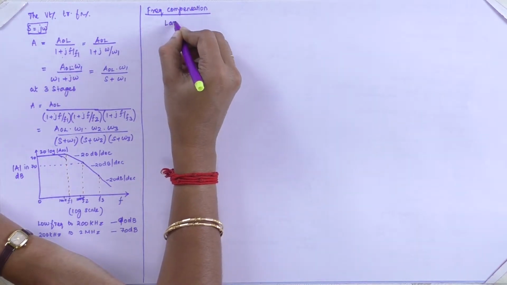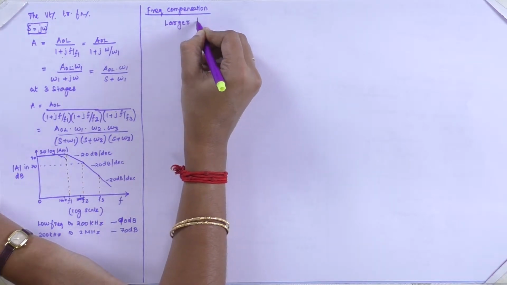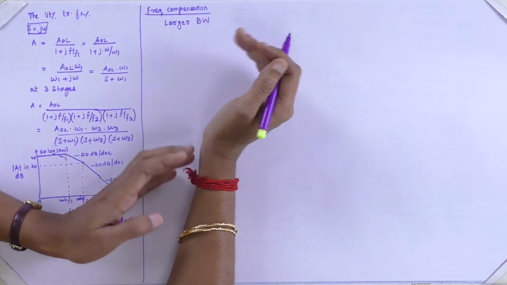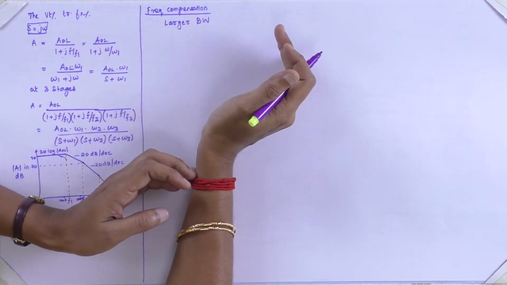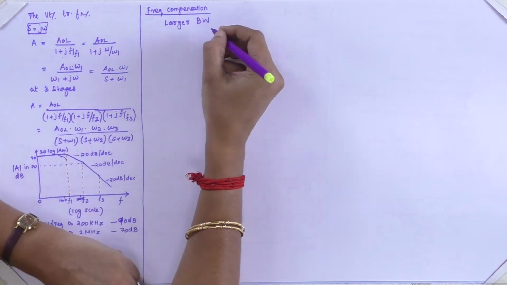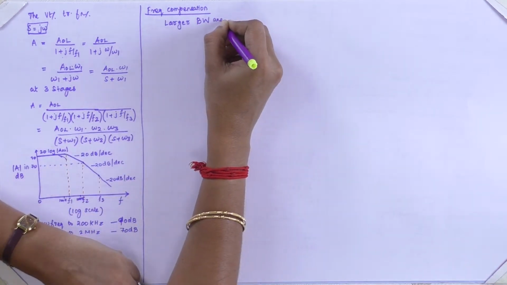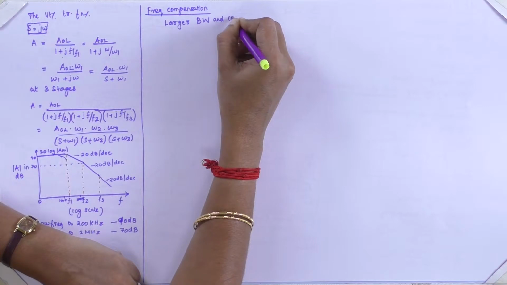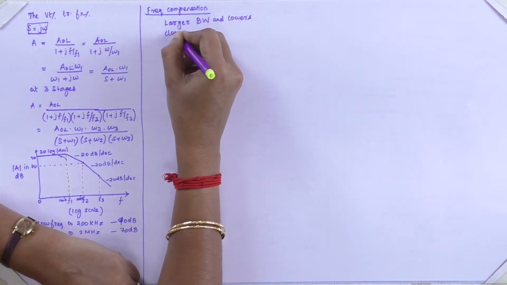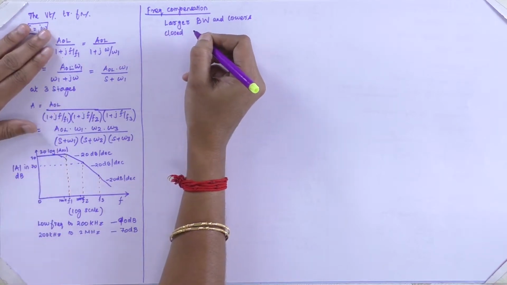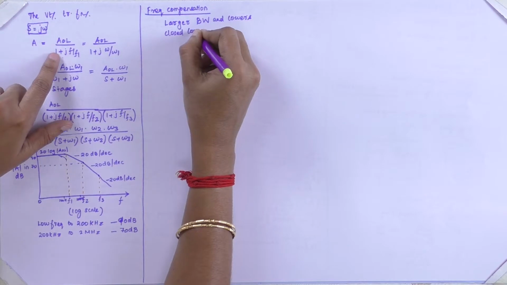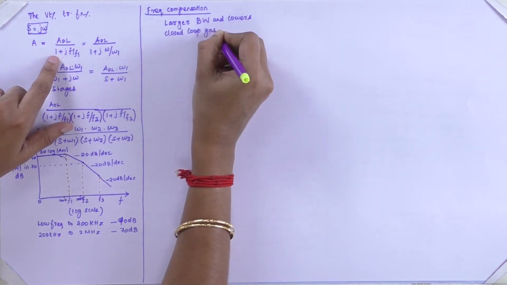So one requires a larger bandwidth. We know that the bandwidth is the difference between the upper cutoff and the lower cutoff frequencies. So that range should be higher, and this is done by lowering the closed loop gain value. So far we have discussed this concept with the help of the open loop gain. Here we are going to introduce a closed loop gain.